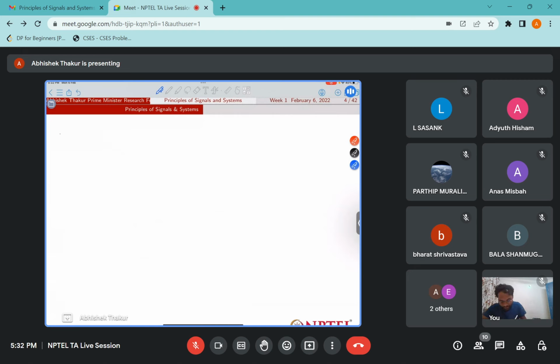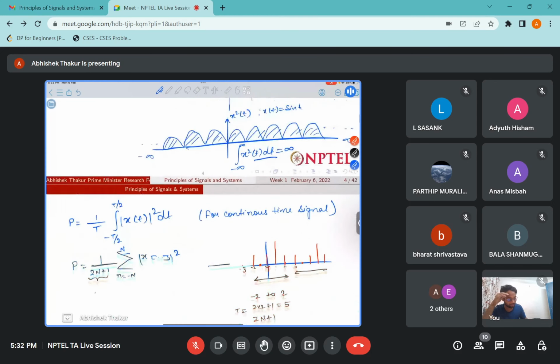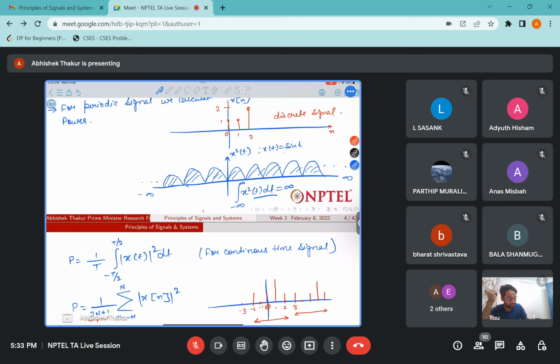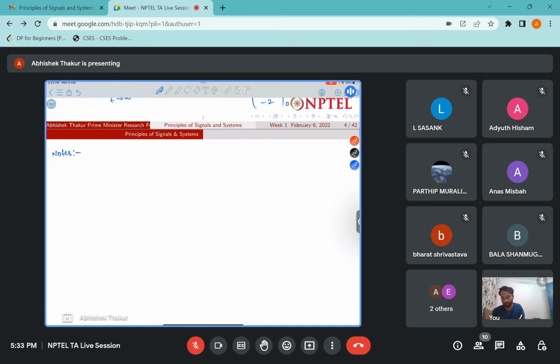Now coming to the notes point for the power signal. So power signals have infinite energy. That we have already seen in the example of sin t. When you calculate the energy of a power signal, you will get infinite. That's why power is calculated over one time period. Here you just write the note point: power signals have infinite energy, and they have finite power. Obviously, a finite power signal has finite power. And power signals are also periodic signals.